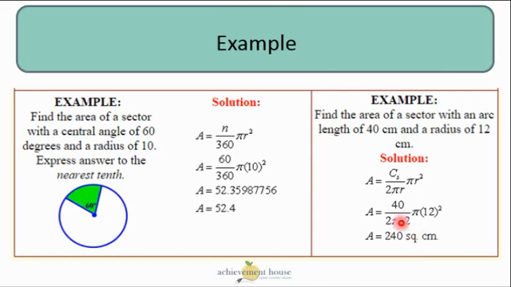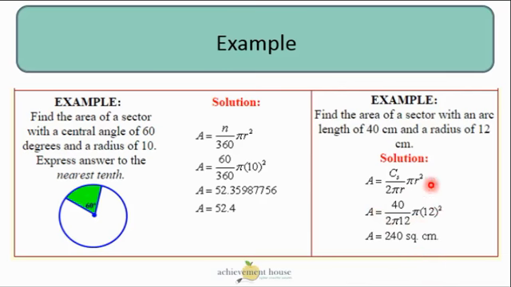And so if I multiply all that out, and I'm multiplying by the area to find the percentage of the area that the sector takes up, and if I multiply that all together, I get 240 square centimeters.